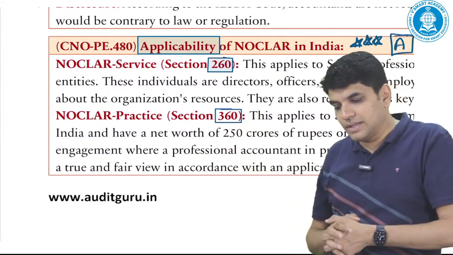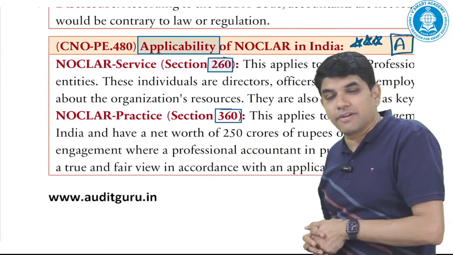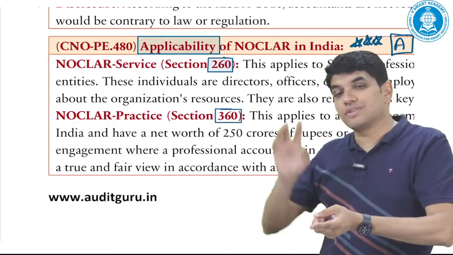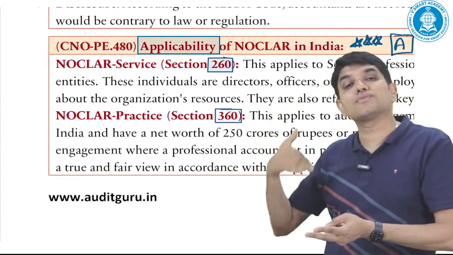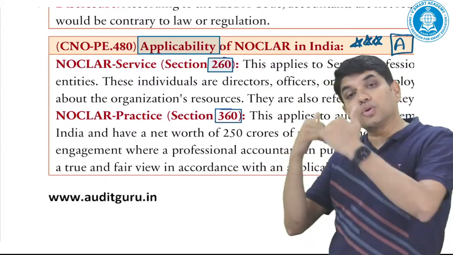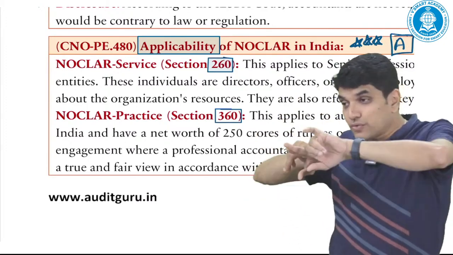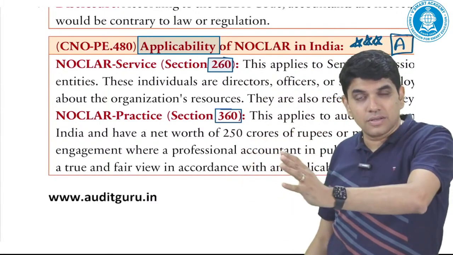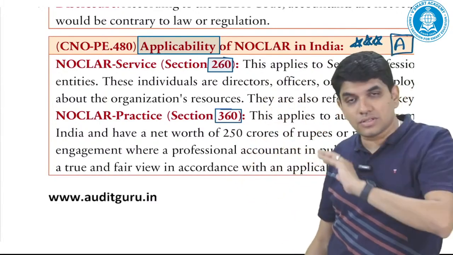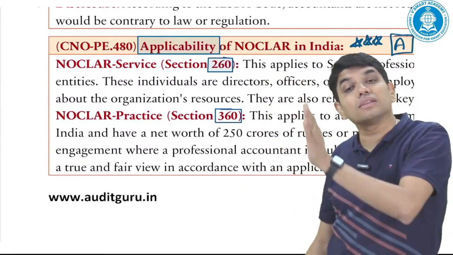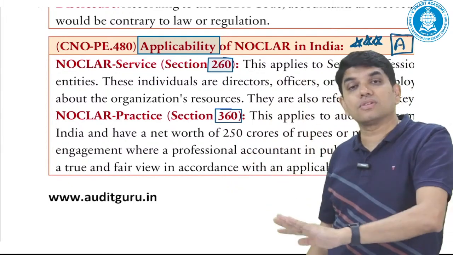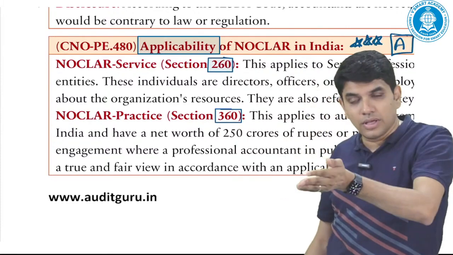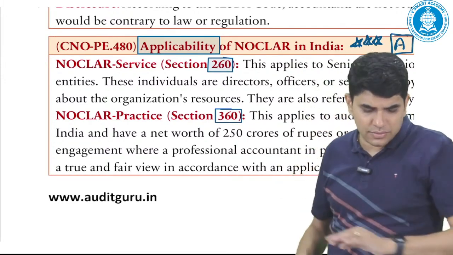Once again, NOCLAR responsibilities are divided in two parts: NOCLAR principles for CAs in service and NOCLAR principles for CAs in practice. When we talk about NOCLAR principles in service, it is further divided into two parts: responsibilities for senior accountants and responsibilities for other accountants. That means chartered accountants who are playing an important role and chartered accountants who are playing other roles.